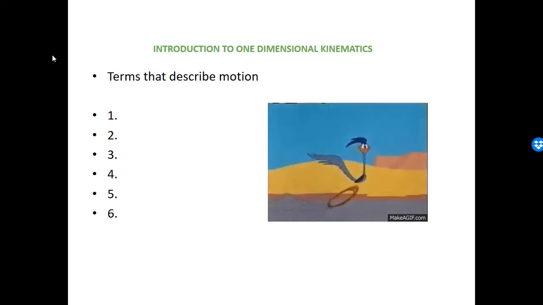This lecture is all about motion. So the first type of motion we're going to deal with is linear motion. So linear motion is motion in a straight line.